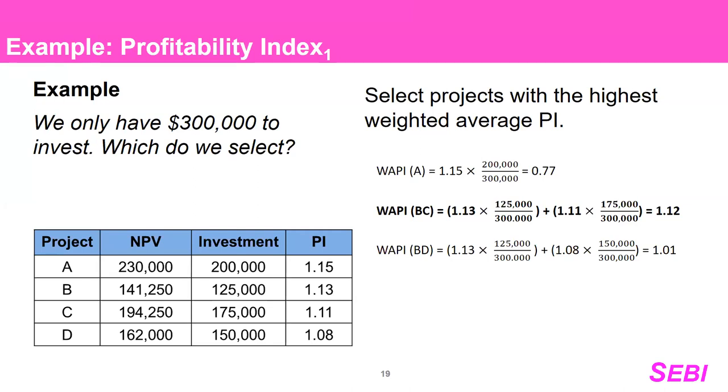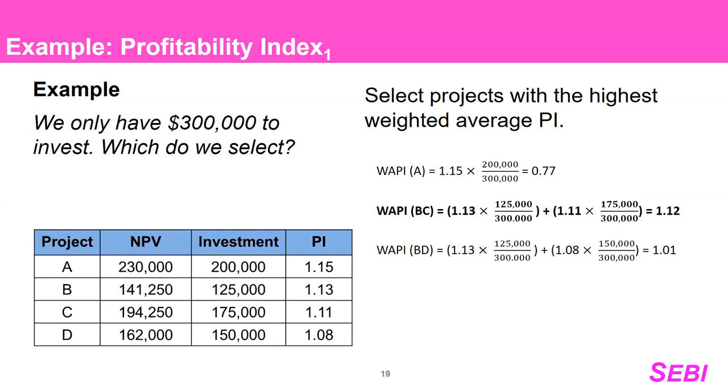Yes, sir. A quick question. Go ahead. Sir, can you hear me? Yes, go ahead. Why is it that we even consider doing a weighted average profitability index for A? Because you mentioned the profitability index must always be greater than one. Right. Or is it just to show, like. Right. It's just to demonstrate.